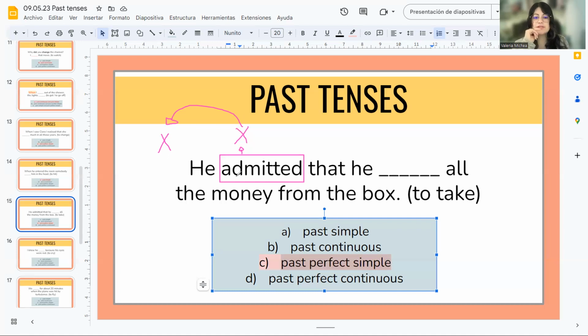The other tenses, for example, he admitted that he took all the money from the box. Could be, it makes sense, but it is better when you use the past perfect because then you mention that something happened before another action in the past. It's better. Do we have questions about this one?